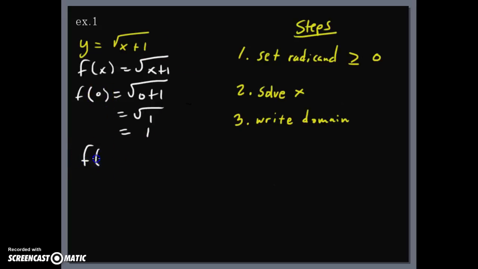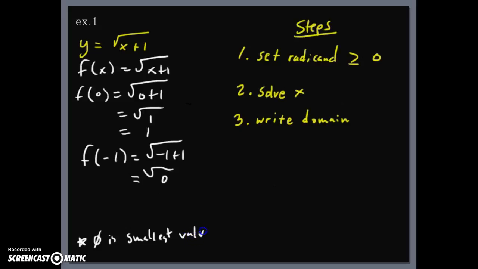What if we put in f of -1? Well, if we put in -1, we get -1 plus 1. -1 plus 1 is 0. And we can take the square root of 0. That is actually the smallest number you can take the square root of. So I'm going to go ahead and make a note right there. So this is the smallest value that we can square root.